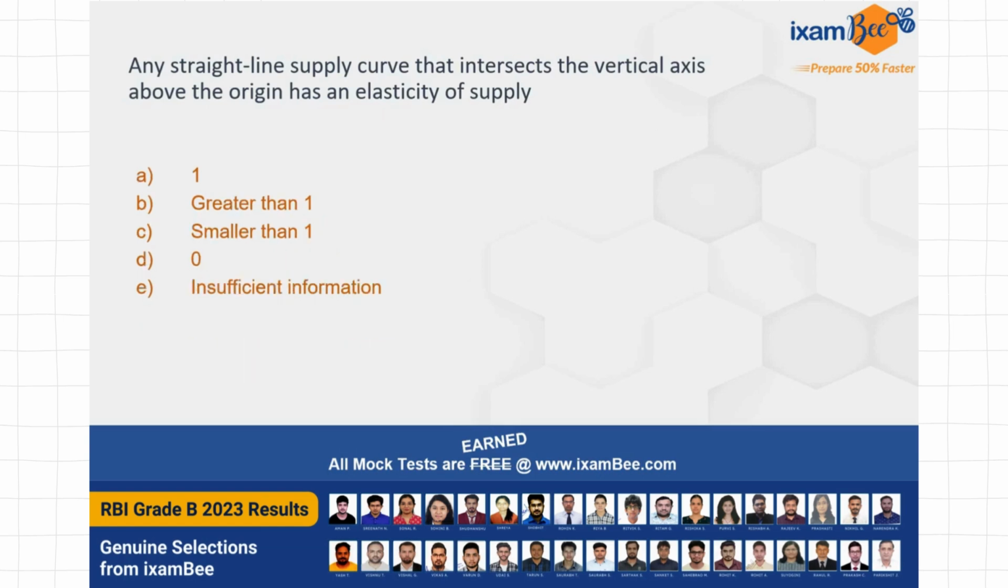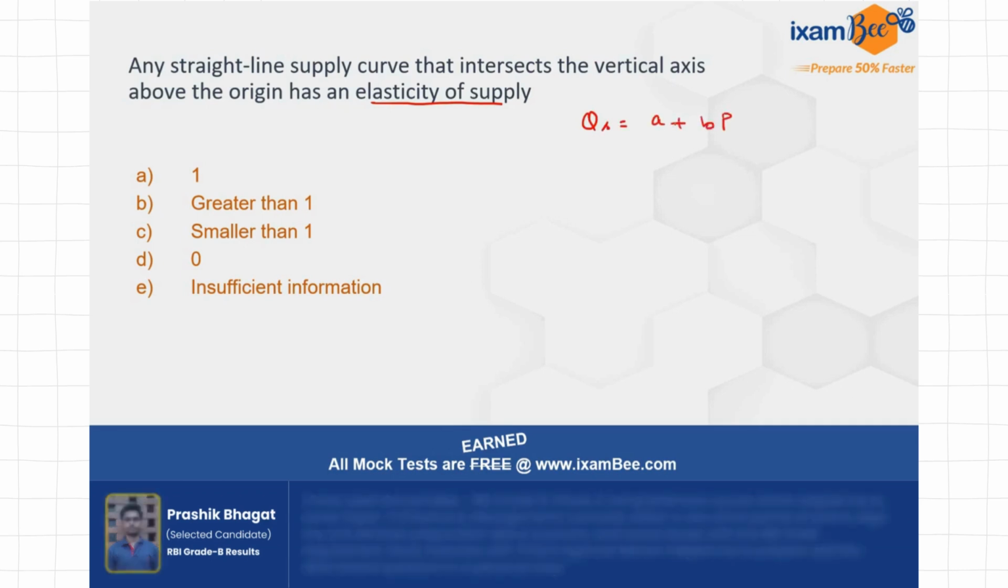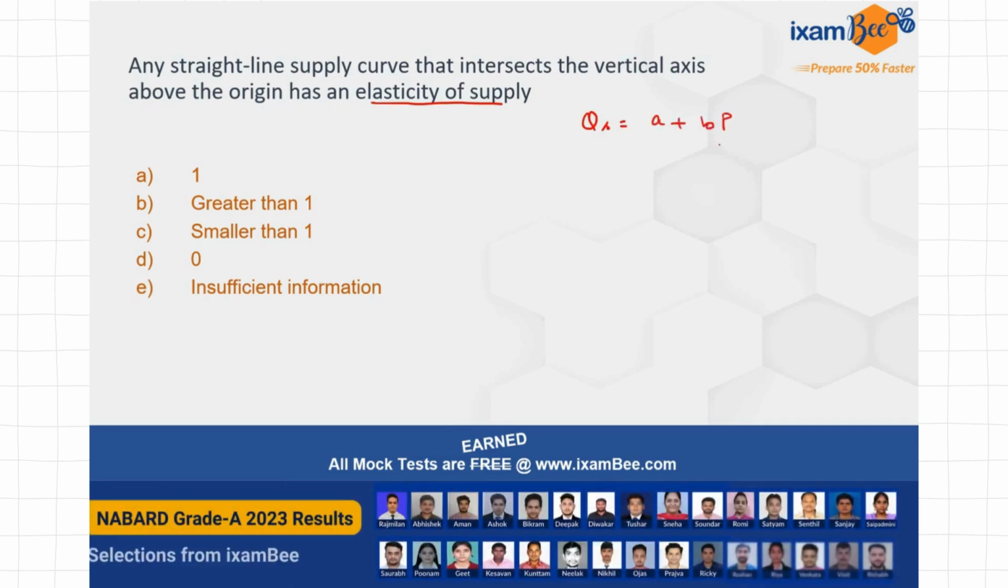So if you don't know, let's see how we solve such kinds of questions. Here we have to find out the elasticity of supply, and we will take a general supply function and see what happens to the elasticity of supply. So see, this is the supply function: Qs is equal to A plus Bp. There is a positive relationship between the quantity supplied and the price. That's how I can write a supply function.